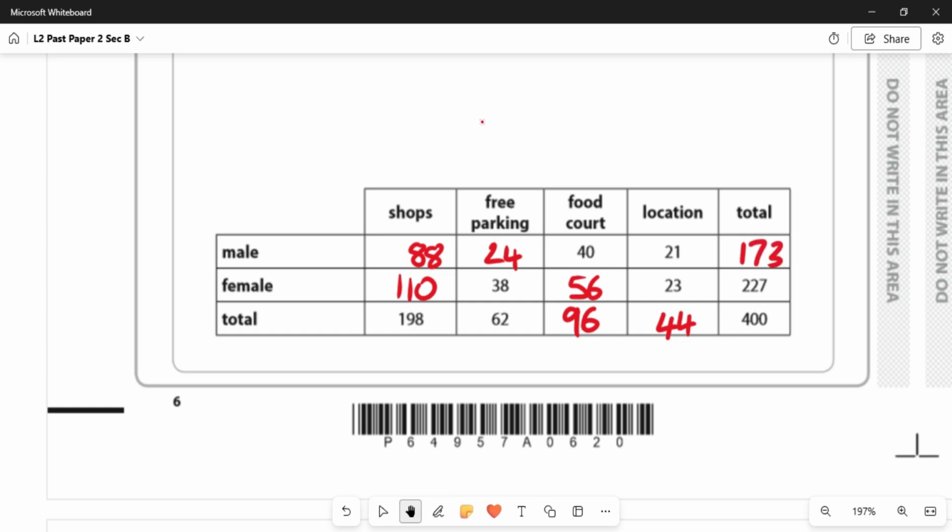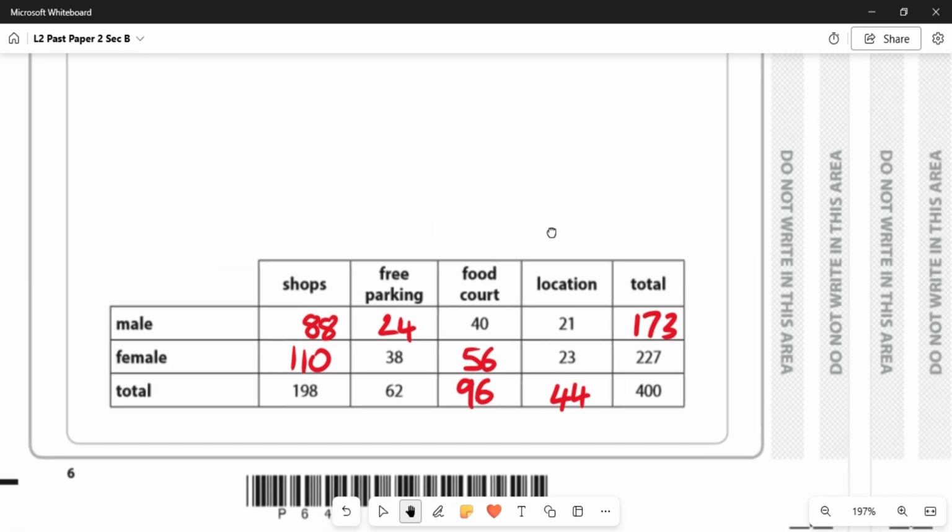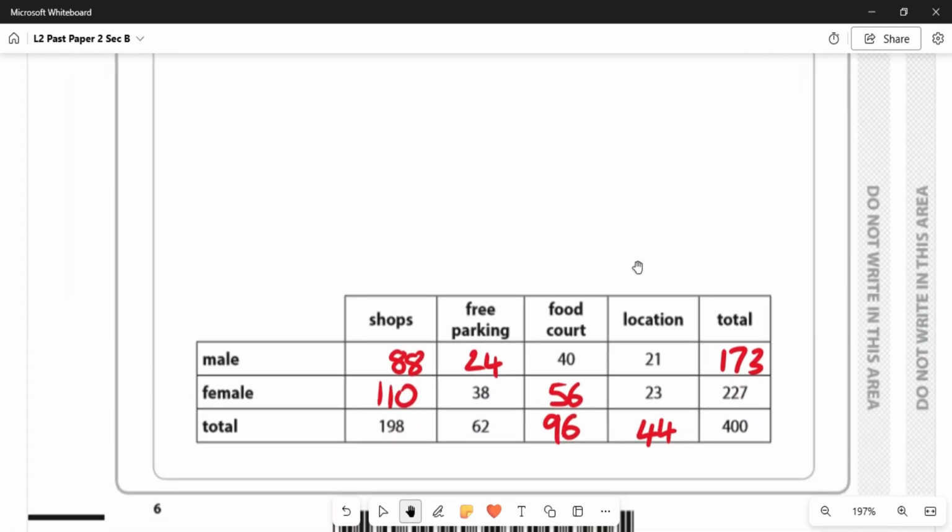Let me just check if I've done that right. Let me add these together at the top. So 88 plus 24 plus 40 plus 21. Yeah, it does give me 173, so I've done it right. I think it's worth checking. I have seen people get these wrong before. Even if you make a tiny mistake somewhere in that table, it will be wrong somewhere else as well. So just be careful. But for 3 marks, just for doing that, that's pretty good. Let's move on to the next one.